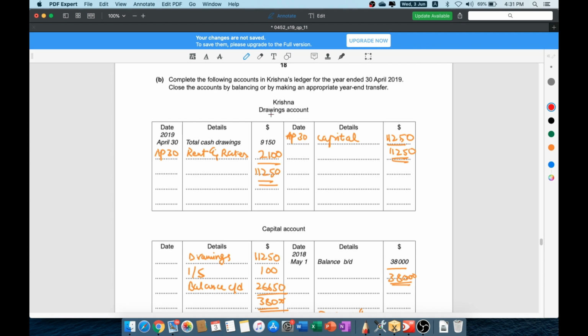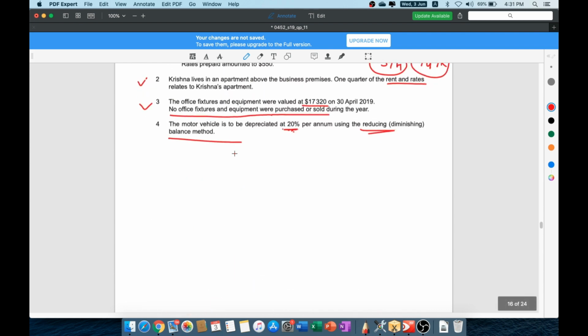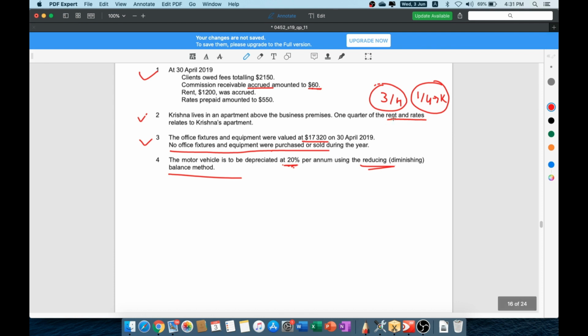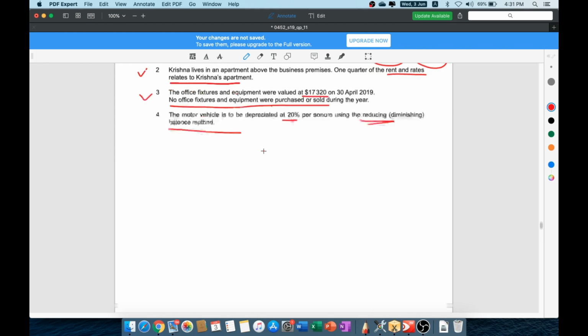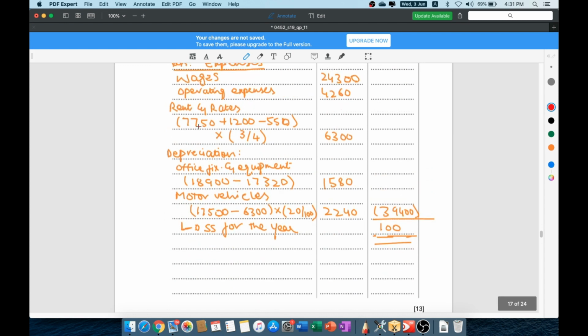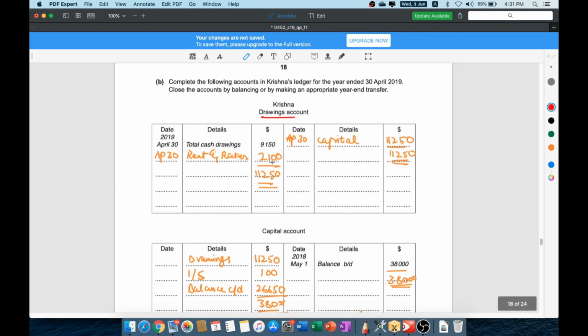All right, fine. So the first is the drawings account. Remember where the additional information point number 2 said that 1/4 of the rent and rates relates to Krishna's apartment. I told you that this is a drawing because she's technically taking out money from the business for personal use. So the total of the rent and rates, which was $8,400, we calculate 1/4 of that, and that is going to be our drawing, which is $2,100. All right, drawings are debit. You should remember the abbreviation DEALER. The D on the left, on the debit side, relates to drawings.